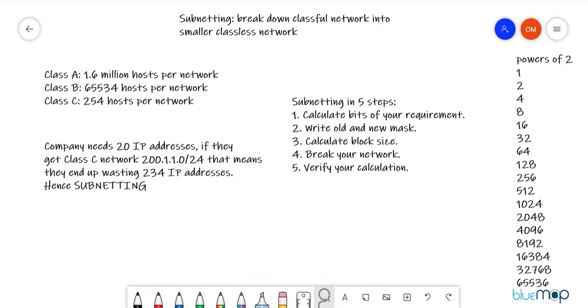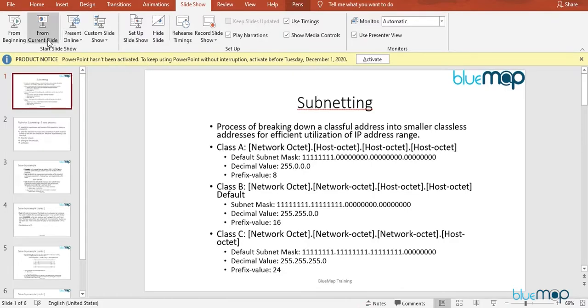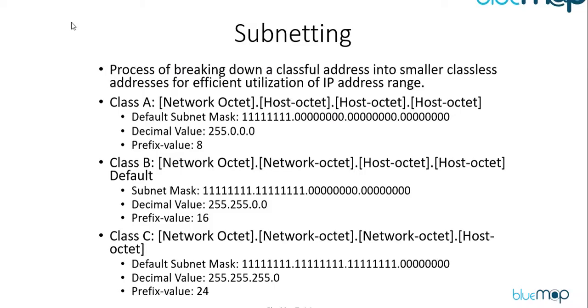Okay, in class B I have 2 network octets. That means I have 16 bits reserved for networks and 16 bits for hosts. If I start changing the host bits, how many combinations do I end up with? I end up with 2 raised to 16 combinations. And in class C, I have 2 raised to 8 combinations, so that is 2 raised to 8 hosts per network.